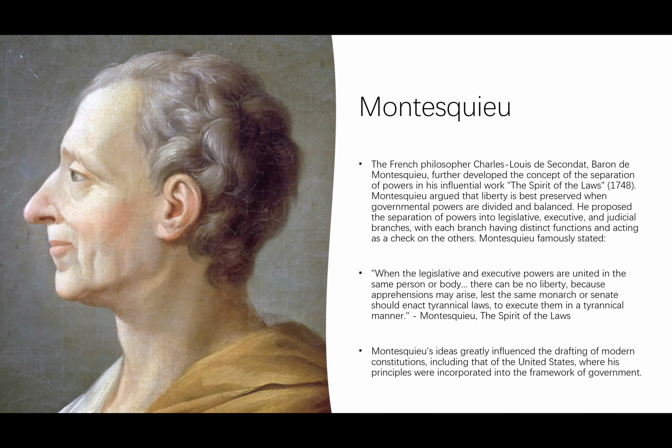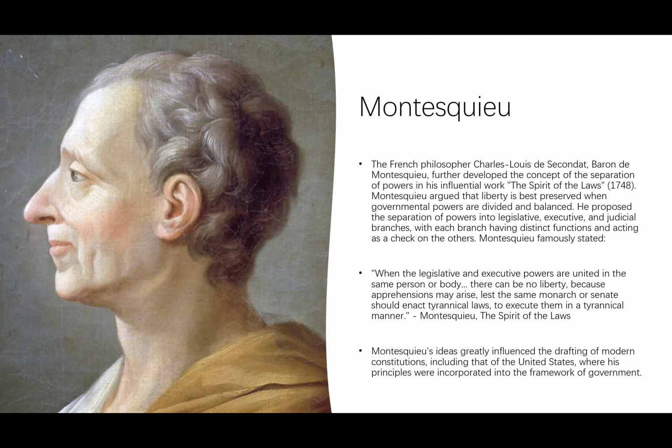We also had Montesquieu, right? So he was a French philosopher. Charles Louis II Baron de Montesquieu further developed the concept of the separation of powers in his influential work, The Spirit of Laws, in 1748. Montesquieu argued that liberty is best perceived when the governmental powers are divided and balanced. He proposed the separation of powers into the legislative, executive, and judicial branches, with each branch having distinct functions and acting as checks and balances to others.